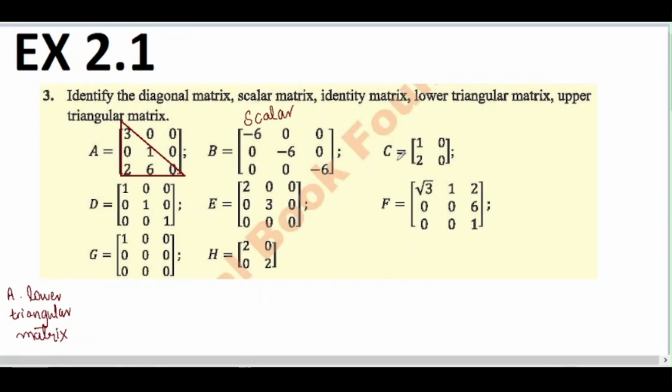Now part C is 1 2 0 0. What type of matrix is this? Okay, let's check. Diagonal matrix, no, there is another entry which is non-zero, which is not even on the diagonal. Now scalar matrix and identity matrix have the same structure as the diagonal matrix, so if it is not a diagonal matrix, then it can't be a scalar or identity matrix too.